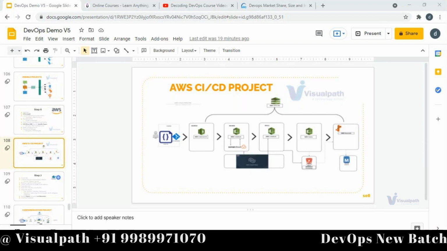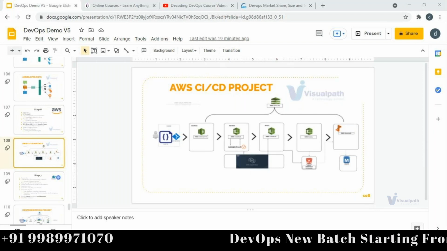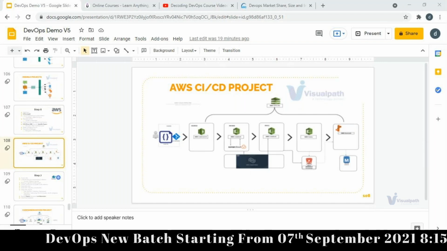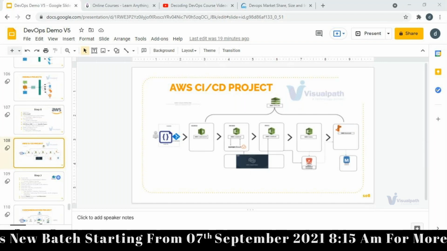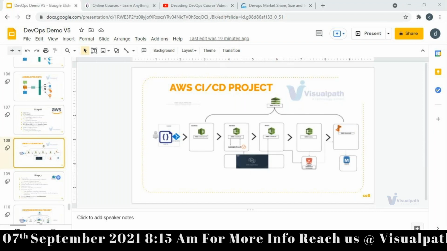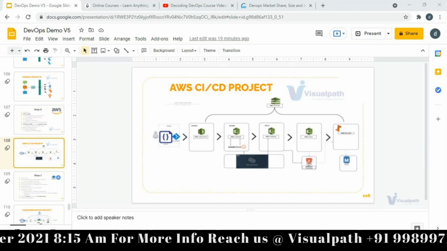Certificates from the institute? Yes, Imran, that's of no use, man. What is the use of that certificate? There are so many people who will tell you that they'll give you a certificate after the training, but really, who cares about that certificate, man?